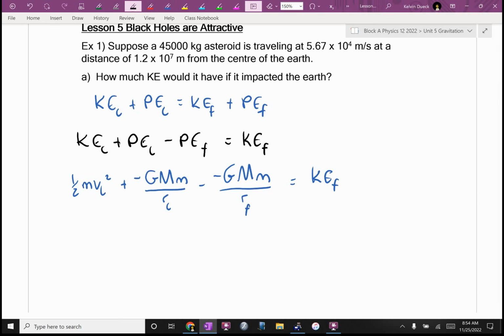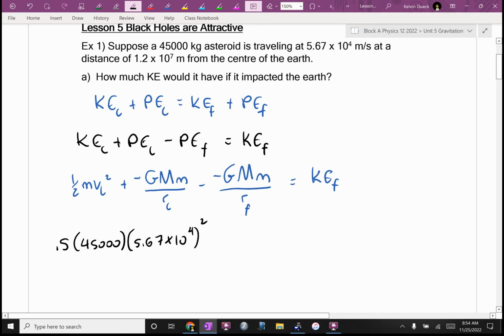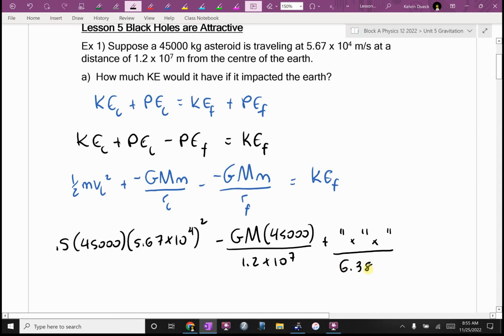All right. So it's going to be 0.5 times 45,000 times 5.67 times 10 to the 4th squared minus big G, big M, 45,000 all over. I guess our initial distance, Nick, is the 1.2 times 10 to the 7th. And then I have plus same thing times same thing times same thing. What's our final radius? Radius of the Earth, that's what we're getting. So 6.38 times 10 to the 6th. That's going to be my final kinetic energy.